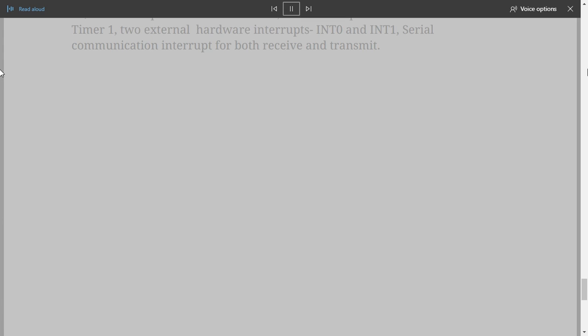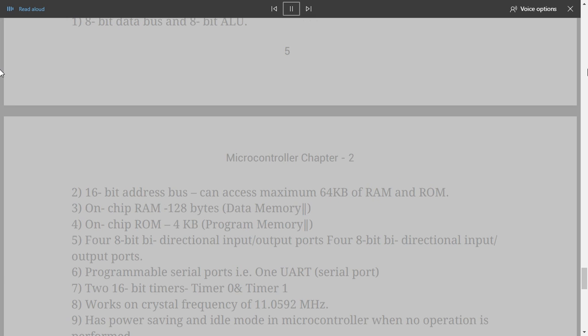2. 16-bit address bus, can access a maximum of 64 KB of RAM and ROM. 3. On-chip RAM, 128 bytes, data memory. 4. On-chip ROM, 4 KB, program memory. 5. Four 8-bit bidirectional input/output ports. 6. Programmable serial port, i.e. 1 UART serial port.